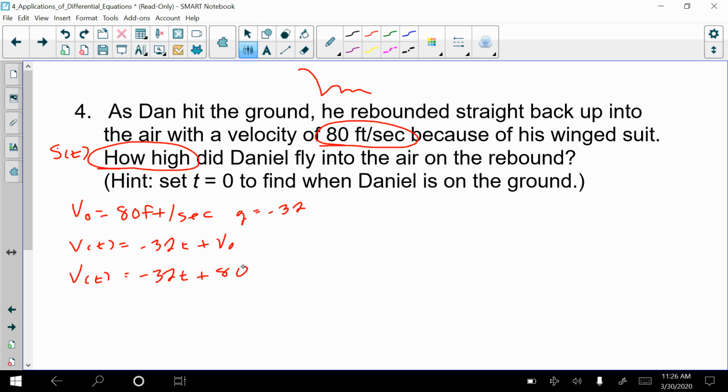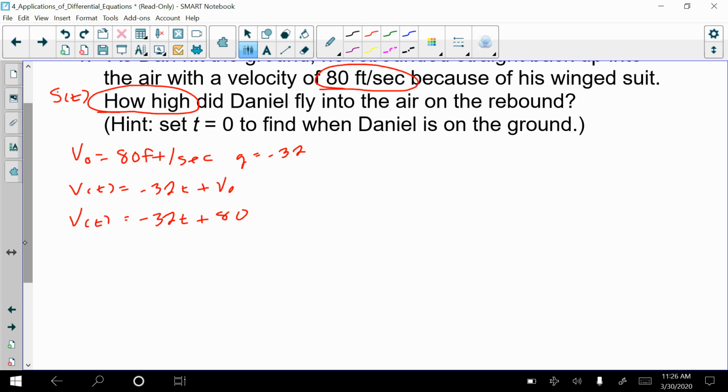So we will have a velocity function now, and if I set that equal to 0, I can find out what is the time associated with this particular function. So I set the velocity equal to 0 and solve. So negative 32t plus 80 is equal to 0. Move the 32 to the left side, so it becomes positive. Divide, and 80 divided by 32 will be 2.5 seconds. So now we know what the time is that we need for our position function.